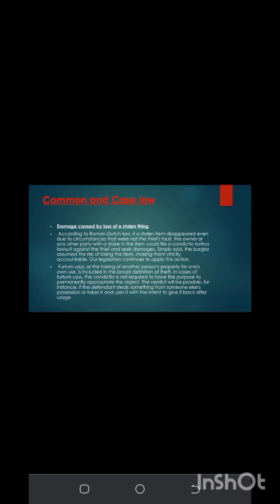Now we go to common and case law. These are types of damages which can be found in common and case law. Number one is damage caused by loss of stolen things. According to Roman Dutch law, if a stolen item disappeared even due to circumstances that were not the thief's fault, the owner or any other party with a stake in the item could file a condictio lawsuit against the thief and seek damages. Simply said, the burglar assumed the risk of losing the item, making them strictly accountable. Our legislation continues to apply this section.